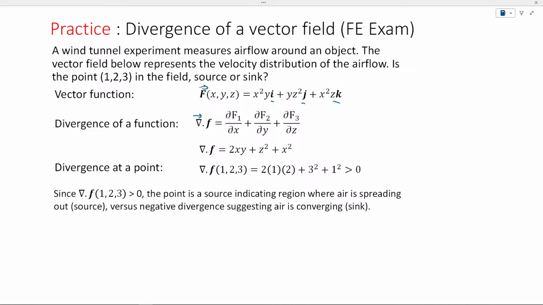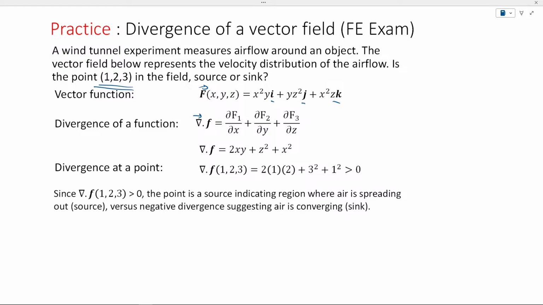So how would you know whether it is a source or a sink? Basically you just find the divergence of this function and evaluate it at this point. If it's positive, it's a source. If it's negative, it's a sink. A positive divergence means it's a source.